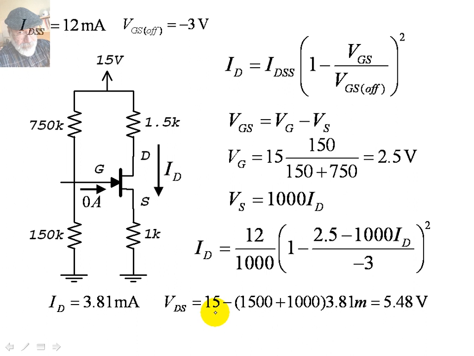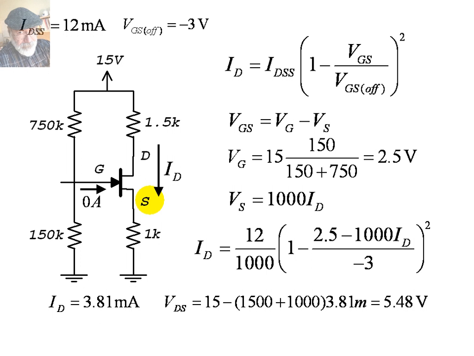Well, for one, we can compute VDS, this voltage. That voltage is going to be 15 volts, the whole voltage from the top to the bottom, minus the drop in the 1.5 kilo and 1000 ohm resistors. So VDS is 15 minus 1500 times 3.8 milliamps minus 1000 times 3.8 milliamps. The voltage is 5.5 volts. VDS is 5.5 volts approximately.